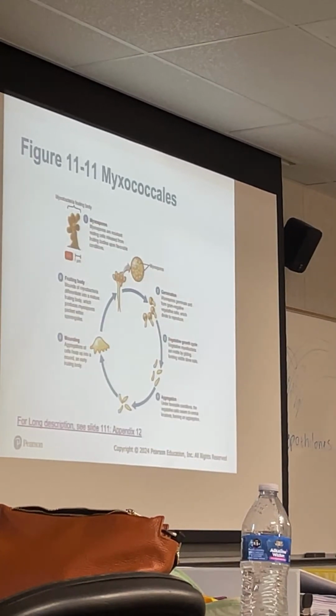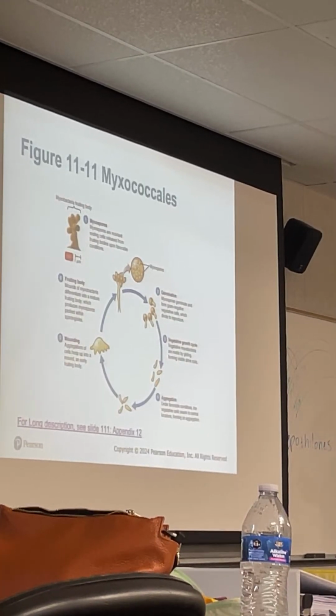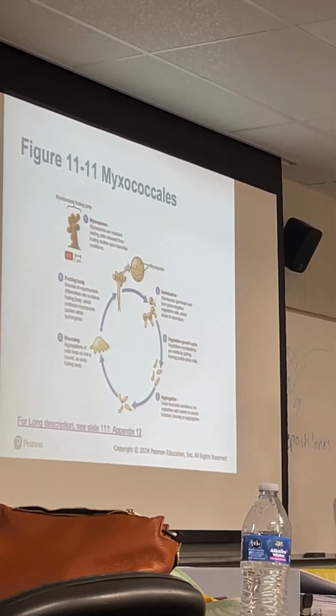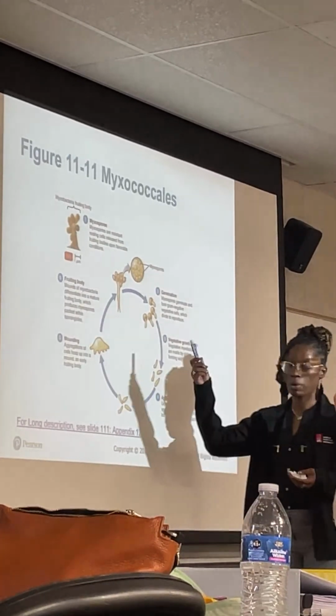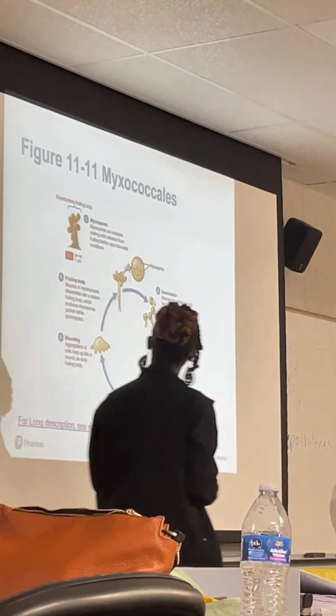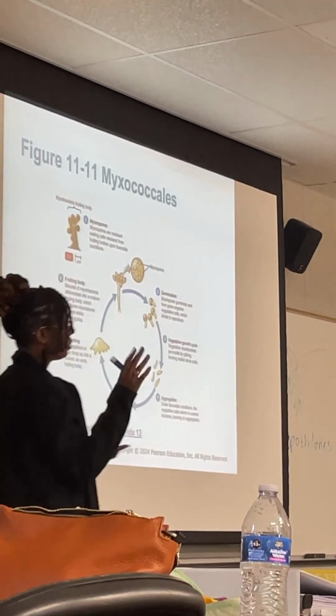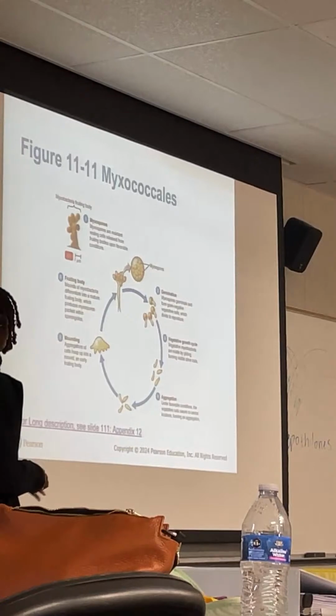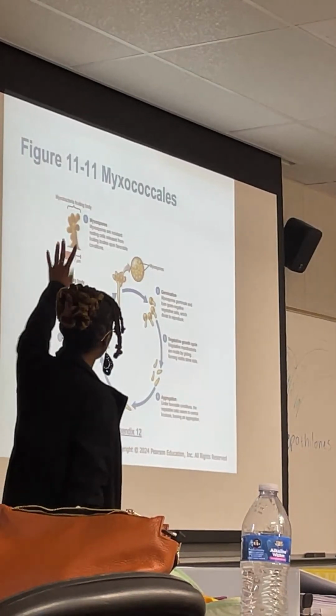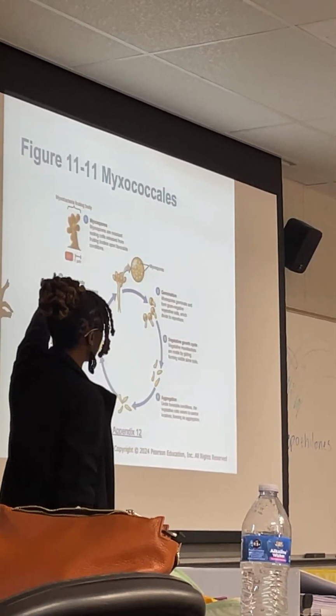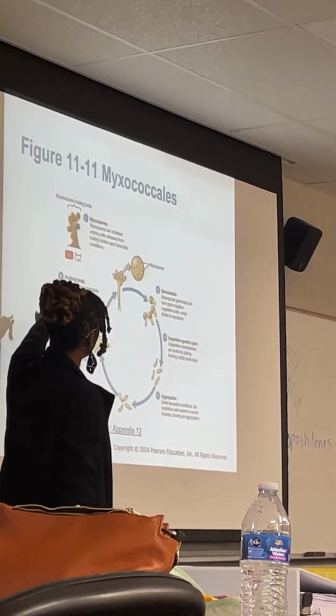All right, so figure 11-11 is going to show us the life cycle of this particular bacterium. This is very similar to what we see in slime molds and fungi. This kind of looks like a slime mold, to be honest. We'll learn a lot more about slime molds in chapters 12 and 13, in the eukaryotic chapter. So what we have here is a scanning electron micrograph of the myxobacterium fruiting body.